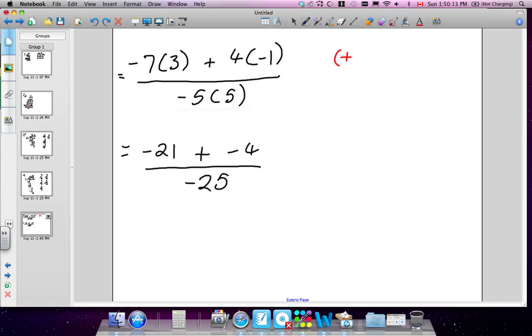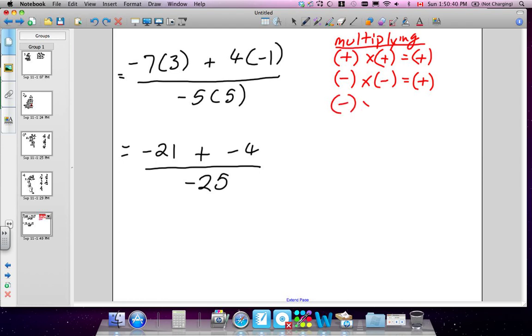Remember those were part of our rules. We should put some rules on the side. Anytime we multiply a positive number times a positive number, our answer is positive. A negative number times a negative number will give us a positive answer again. These are the rules for multiplying. And then a negative times a positive will give us a negative answer, and a positive times a negative will give us a negative answer.